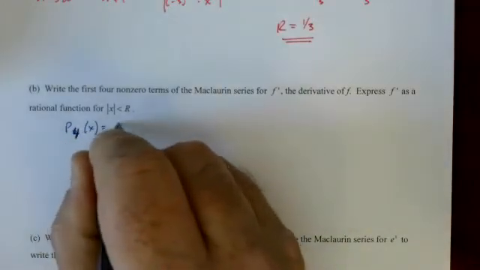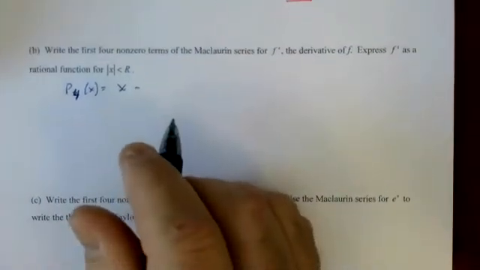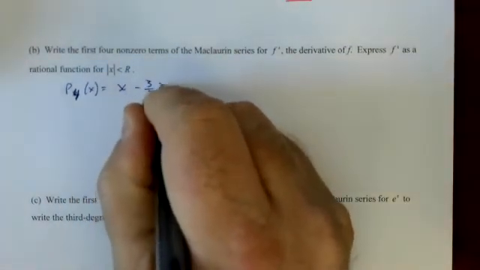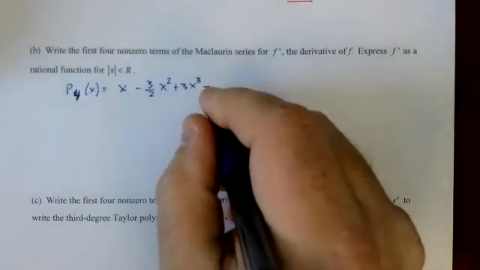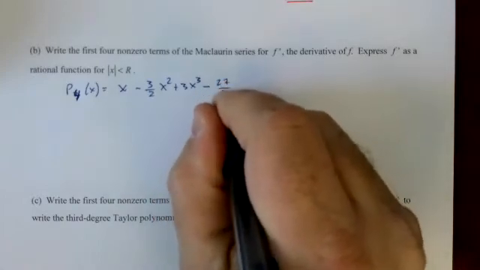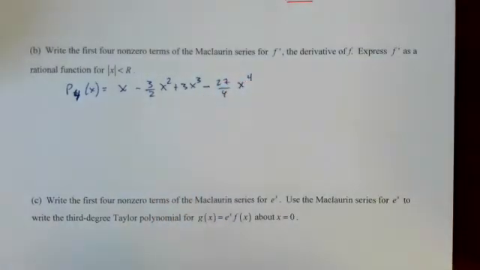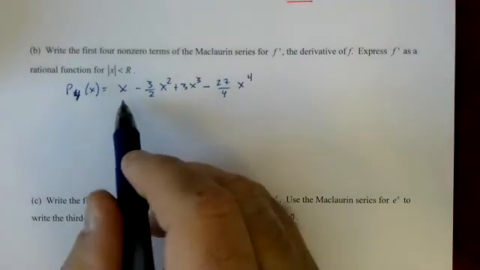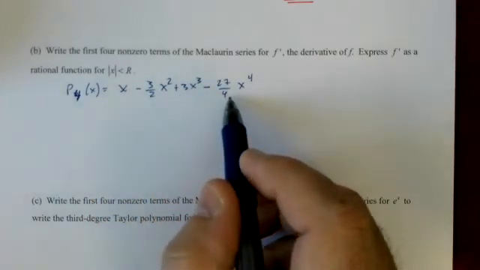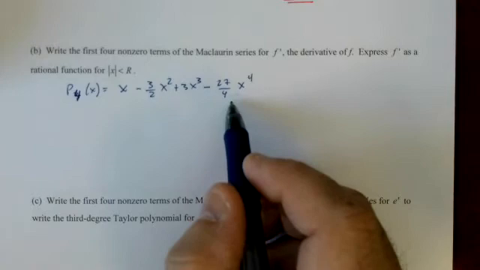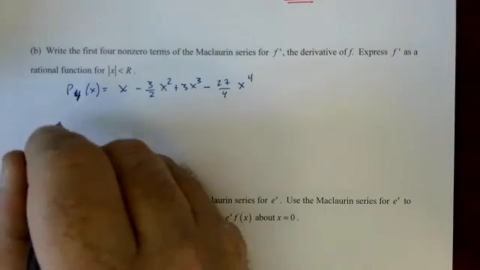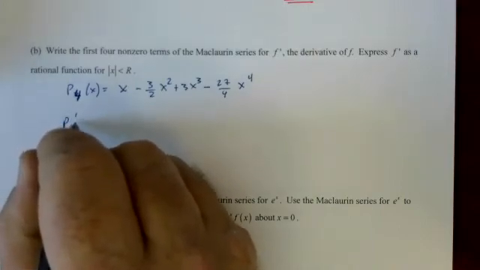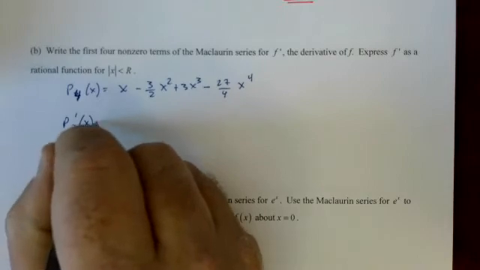P4 of x is x minus 3/2 x squared plus 3x to the third minus 27 over 4 x to the fourth. First, second, third, fourth term, -3 to the third over 4. Yeah, there it is. So P prime, which will be a third degree polynomial.